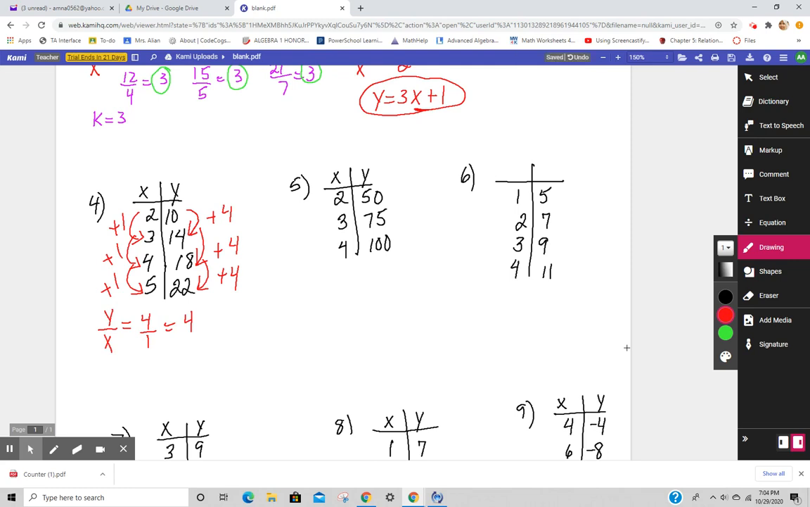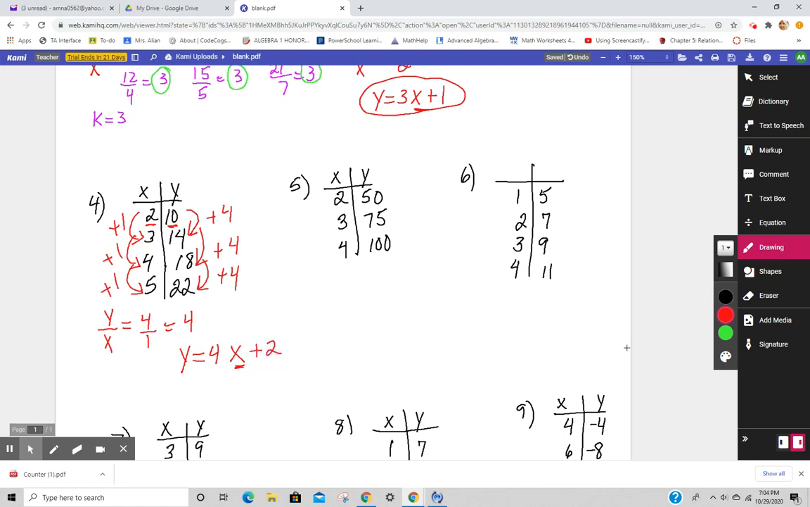Okay, so now we can write our equation. y equals 4x. But we can't stop here because that's not really the equation. Let's check. Replace x with 2. 4 times 2 is 8, but we need to get 10. So what do I have to add to 8 to get 10? If you said 2, that is correct.